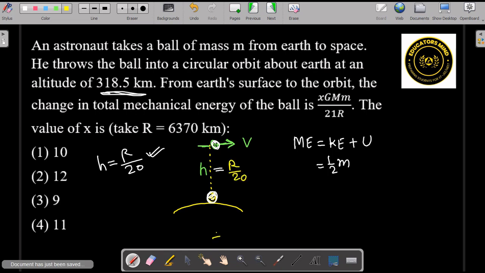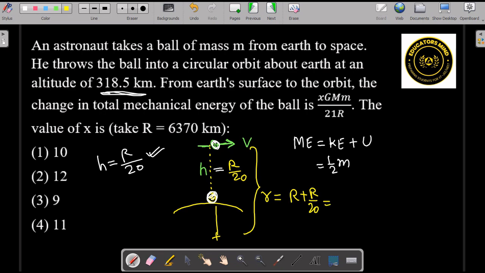So radius, because from center we have to take, right? So this orbit radius you have to take, that becomes R plus R by 20. That becomes 21 by 20 R. Okay. So here half mv square, and v is root GM by R, right, whole square.